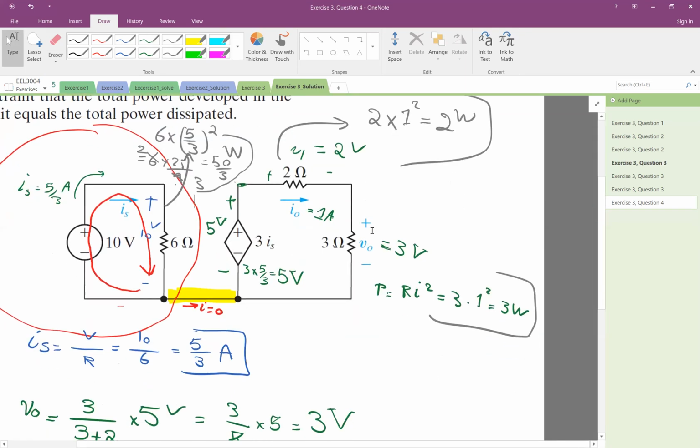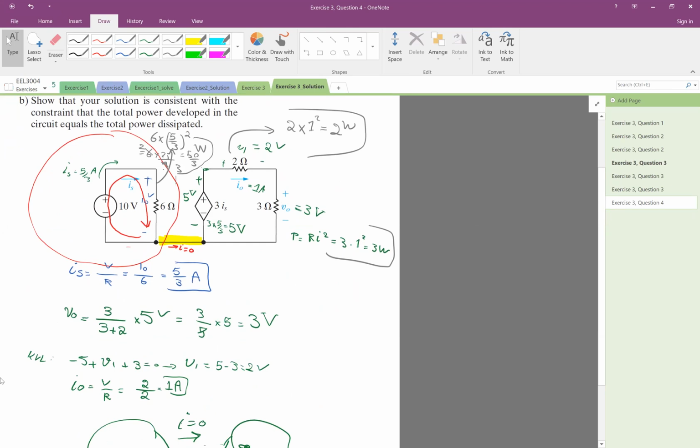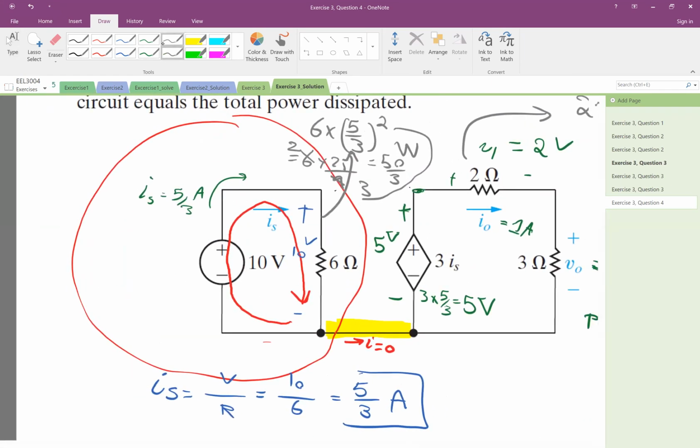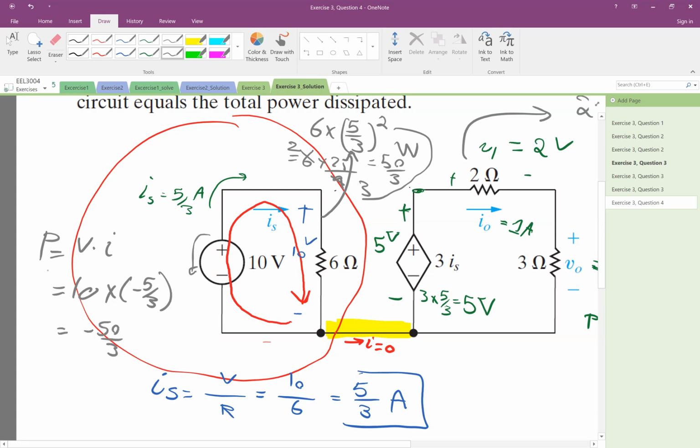As you see, all of them are positive because they're consuming the power. Resistors always consume power. But now let's look at the power for the sources. The power here is P equal to VI, but just check the polarity. The V is 10, but I expect the I goes here because of the passive sign convention, but the I is going the other way, so I have to put minus 5 over 3. Oh, I'm not sure if you see my screen is somehow wobbly. This is negative because it's generating power.